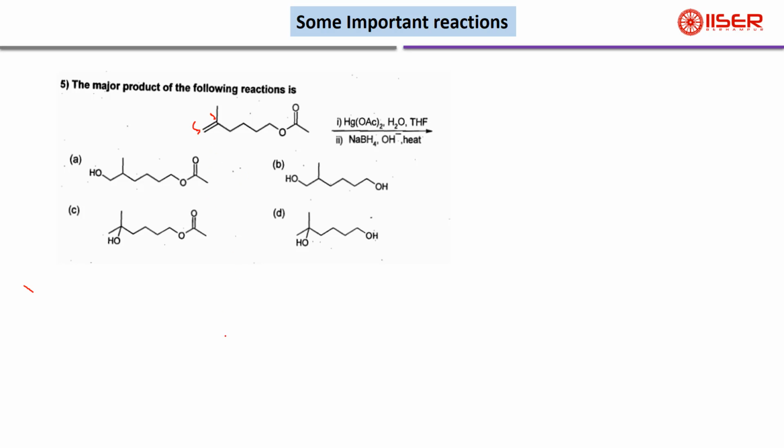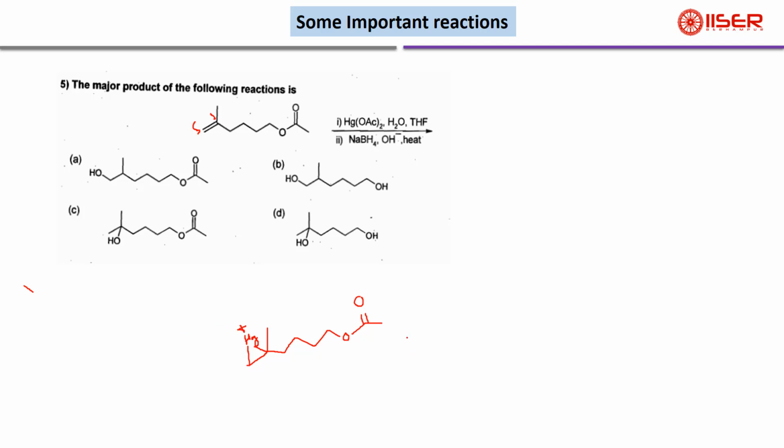Then let's do it step by step. First, it will form a cyclic intermediate with mercury.